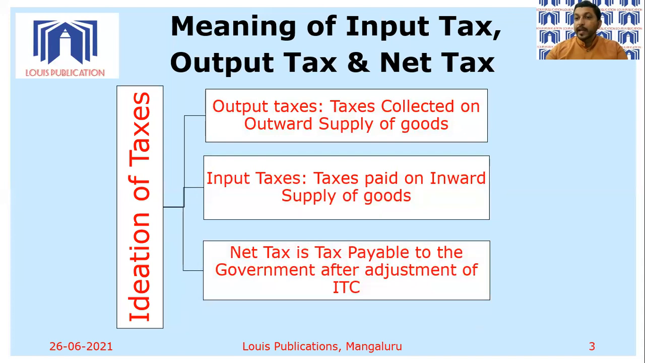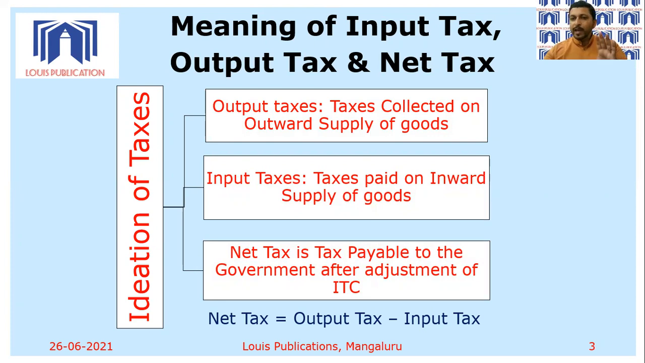And the third is net tax. Net tax is the tax payable to the government, that is, after adjustment of ITC, the input tax credit. And there is a formula for net tax. Net tax is nothing but output tax, that is, tax collected on outward supply, minus the input tax, that is, tax paid on the inward supply of goods. That amount is called net tax.